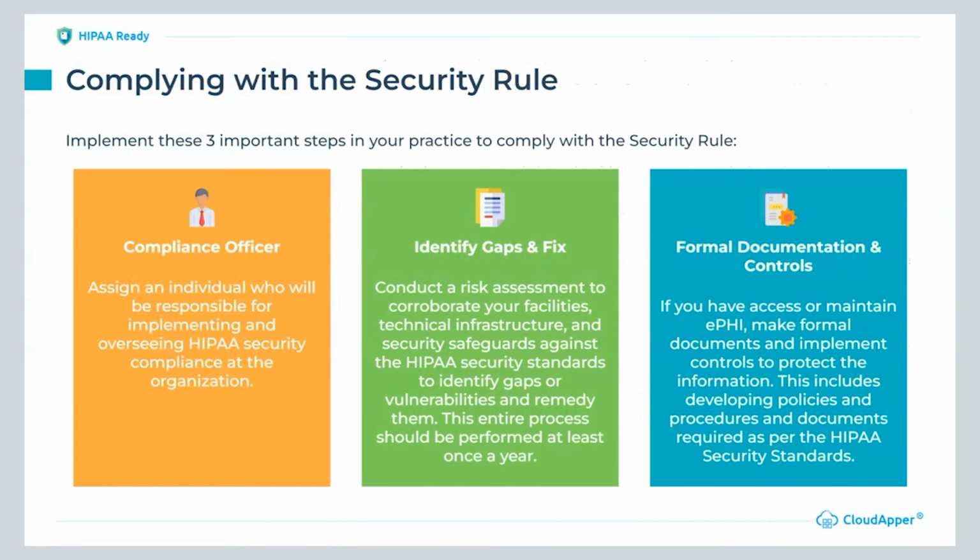Complying with the security rule. Implementing these 3 steps in your practice could ensure compliance with the security rule. The company could assign an individual who will be responsible for implementing and overseeing HIPAA security compliance at the organization. This person can be the compliance officer. Identify gaps and fix. Conduct a risk assessment to corroborate your facility's technical infrastructure and security safeguards against the HIPAA security standards to identify the gaps or vulnerabilities and remediate them. This entire process should be performed at least once a year.